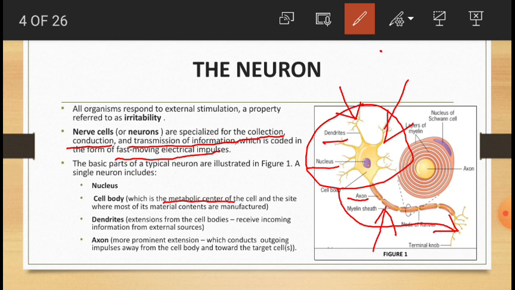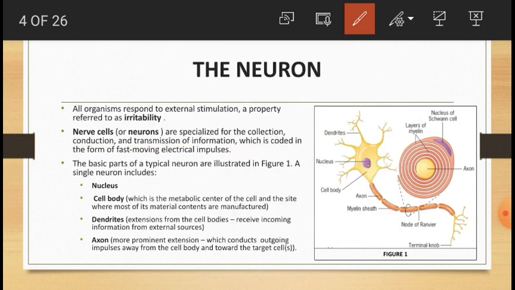And in the diagram we can see that there is another structure, the node of Ranvier, and myelin sheath covers the axon, and the cells in this region are called the Schwann cells. That is the nucleus, and Schwann cells are responsible for producing the myelin sheath. This is the axon.